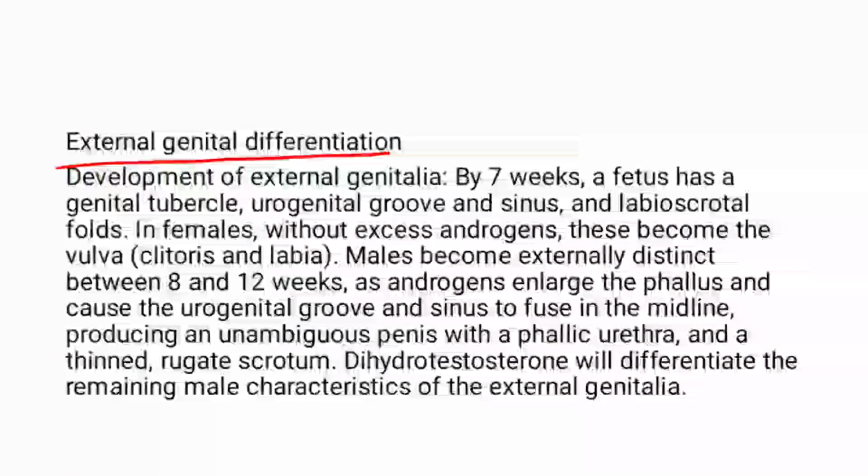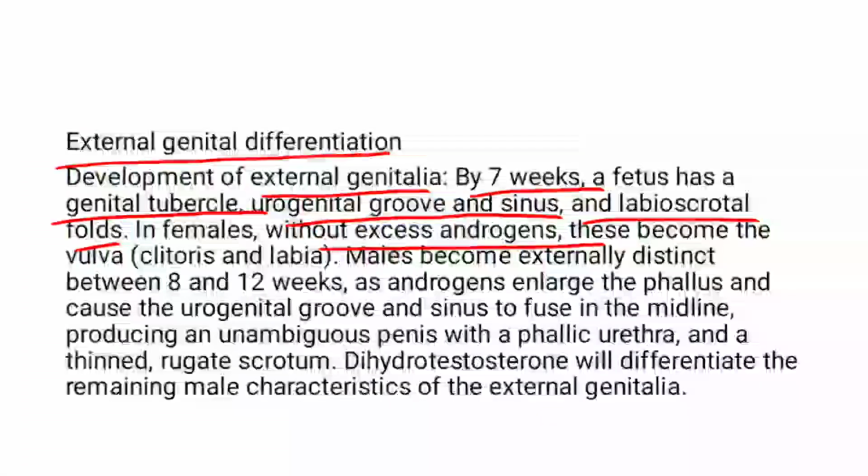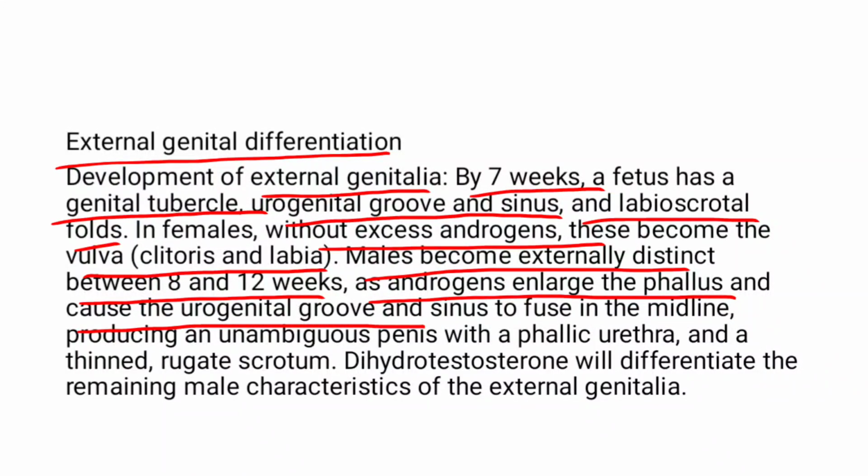External genital differentiation, development of external genitalia. By 7 weeks, a fetus has a genital tubercle, urogenital groove and sinus, and labioscrotal folds. In females without excess androgens, these become vulva, that is clitoris and labia. Males become externally distinct between 8 to 12 weeks as androgens enlarge the phallus and cause urogenital groove and sinus to fuse in the midline, producing an unambiguous penis with the phallic urethra and a thin rugate scrotum.